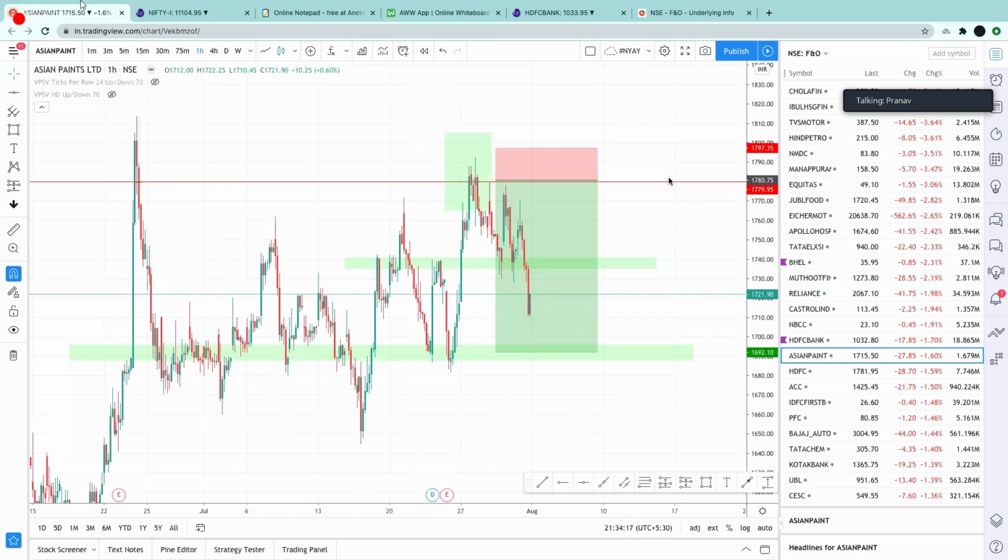When we need to enter after breakout, I think this was cleared by Umang. Okay, I think this was cleared by Umang. So I am not going to answer that.